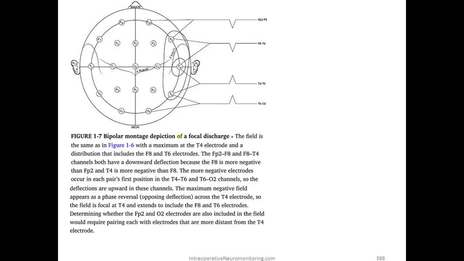The more negative electrodes occur in each pair's first position in the T4 to T6 and T6 to O2 channels, so the deflection is upward in these channels. The maximum negative field appears as a phase reversal, opposing deflection across the T4 electrode. So the field is focal in T4 and extends to include the F8 and T6 electrodes. Determining whether the FP2 and O2 electrodes are also included in the field would require pairing each with electrodes that are more distanced from the T4 electrode.